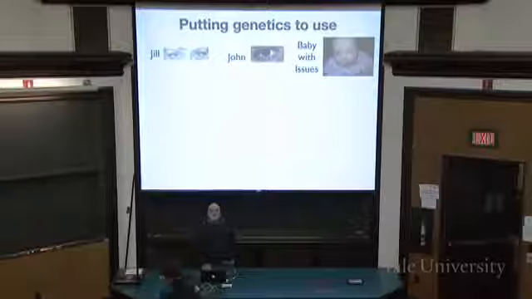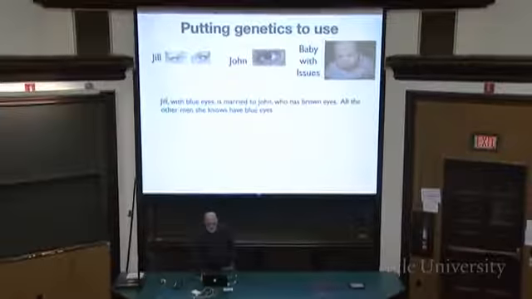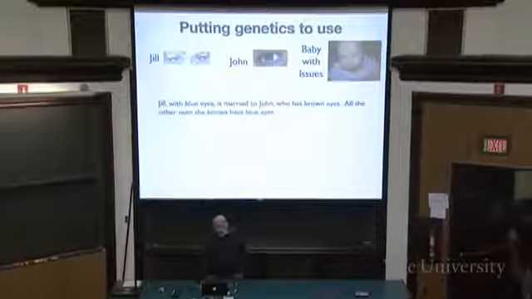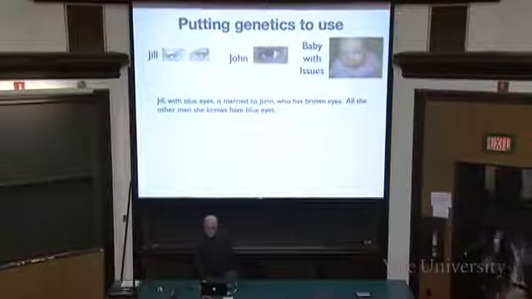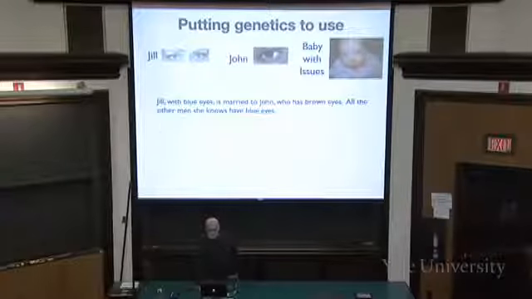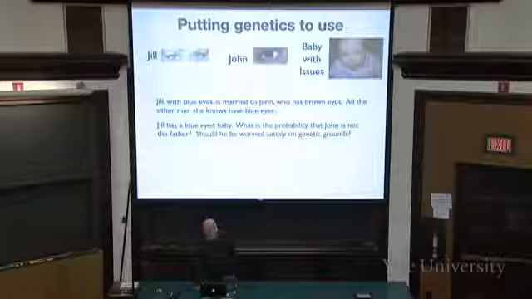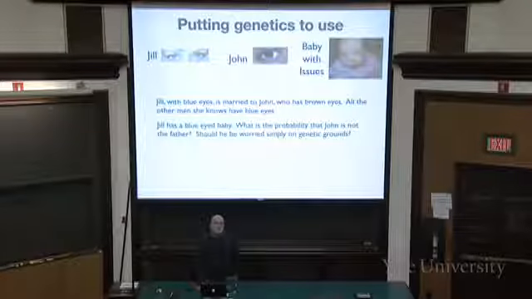Jill and John are going to have a baby, and Jill's got blue eyes and John's got brown eyes, okay? All of the other men whom Jill knows have blue eyes. The baby has blue eyes. Should John be worried? John's got brown eyes. Baby's got blue eyes. Should John be worried?